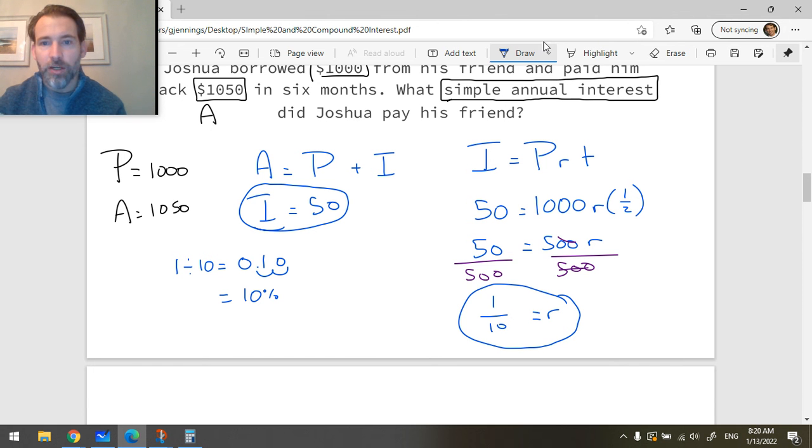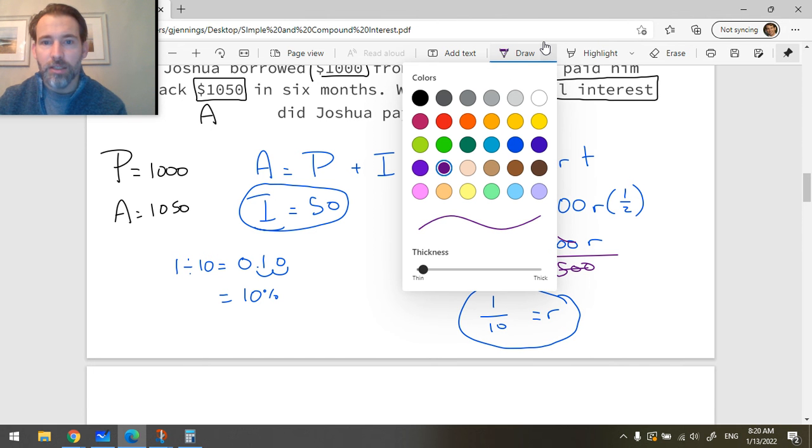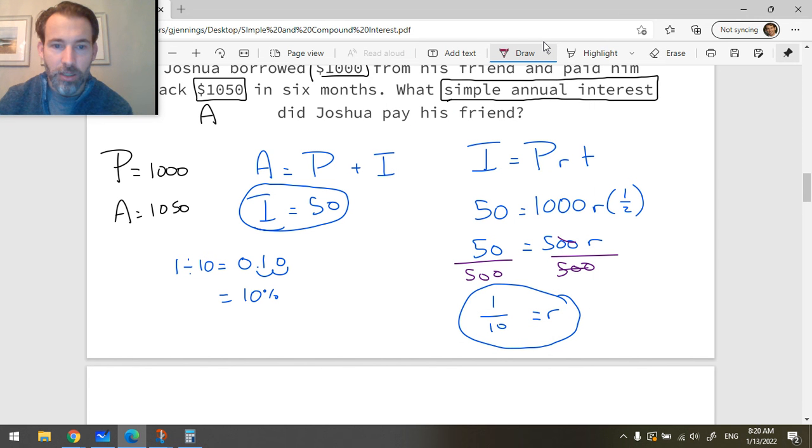Okay, and then we finish with a sentence that looks like this. Magenta will be how we write our sentence. Therefore, Joshua paid 10% simple interest.